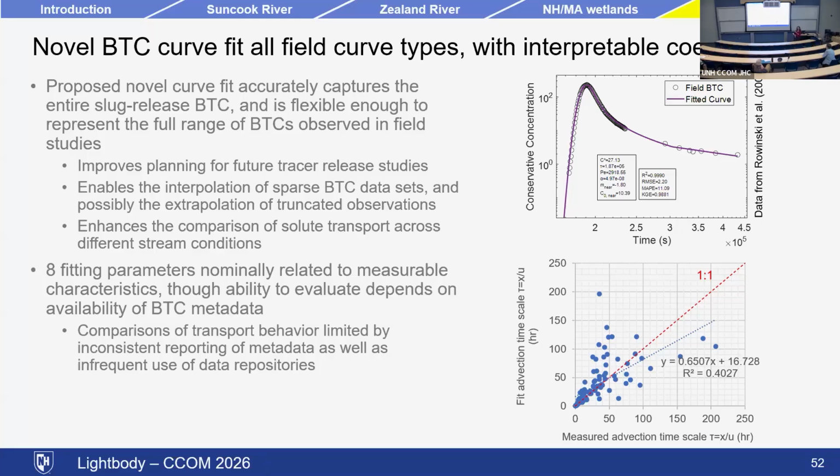Full disclosure, this was the only really strong relationship that we saw. The other stuff, it's just very hard to measure these things in the field, or not all scientists report all of these parameters. Not all of them report how much tracer they released, those kinds of things. And so future studies will have to try to do a better job of collecting some of that metadata, as well as getting scientists to post their data in repositories.